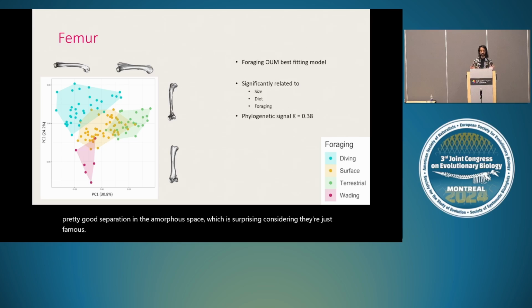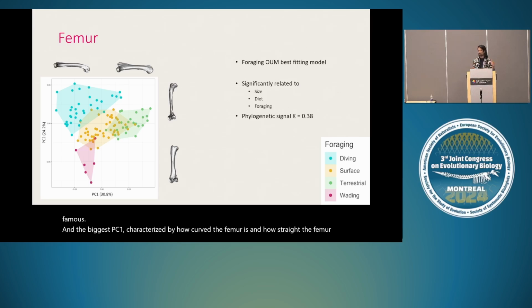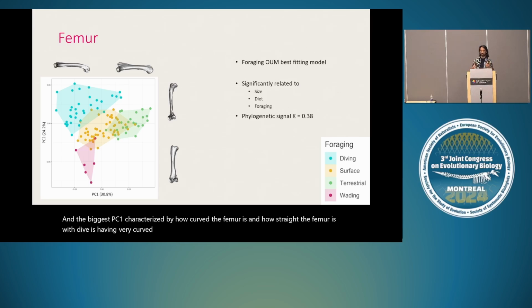The biggest axis, PC1, is characterized by how curved the femur is compared to how straight it is, with divers having a very curved femur, and terrestrial species having a straighter femur with a large trochanter. PC2 is also associated with divers. Divers, it is the theme across this, divers have weird bones.